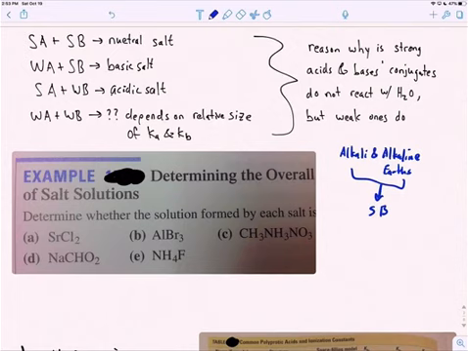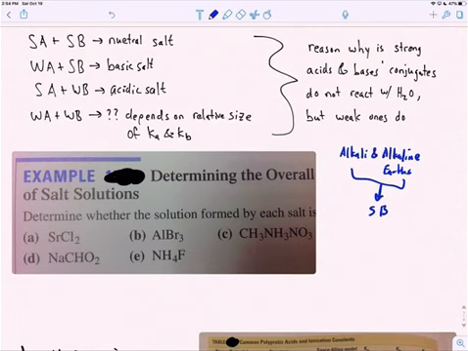The reason why is that the conjugates of strong acids and strong bases do not react with water, but those of weak ones do. So I always kind of remember it like a weak acid and a strong base: the strong base is so strong it makes a basic salt. That's a silly way to remember it, but that's how I remember it.